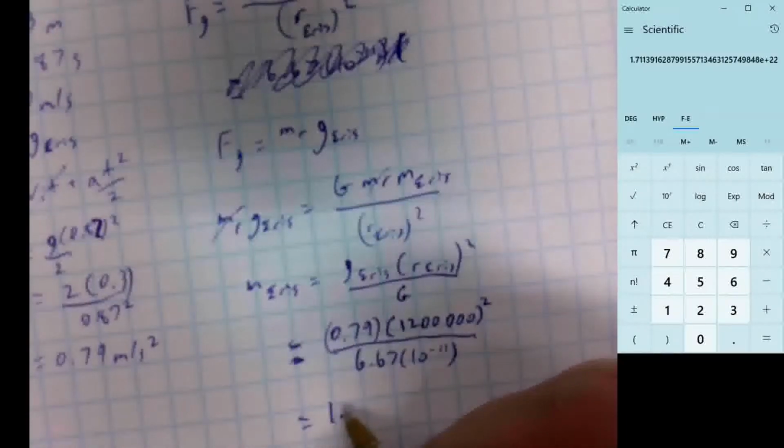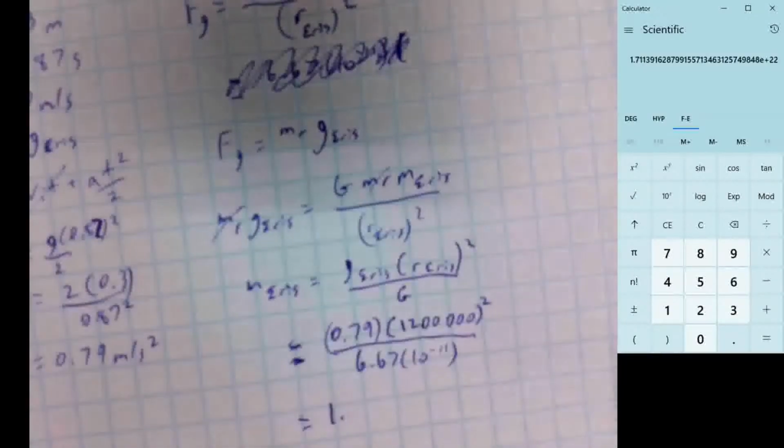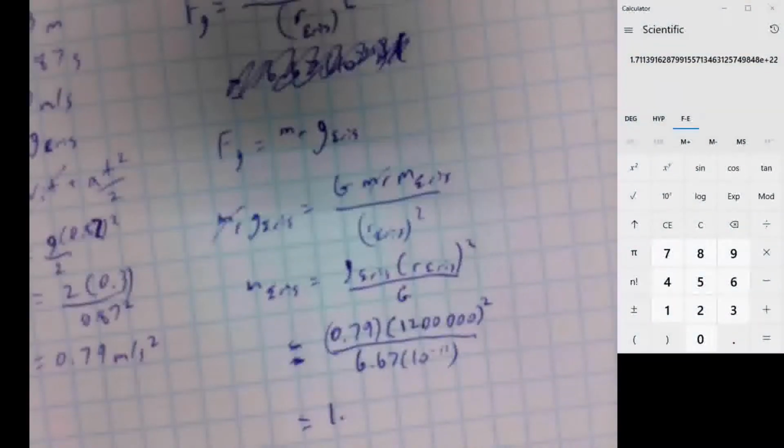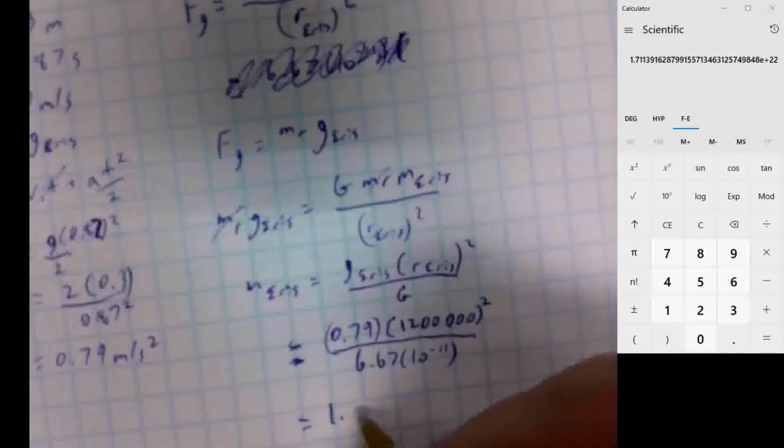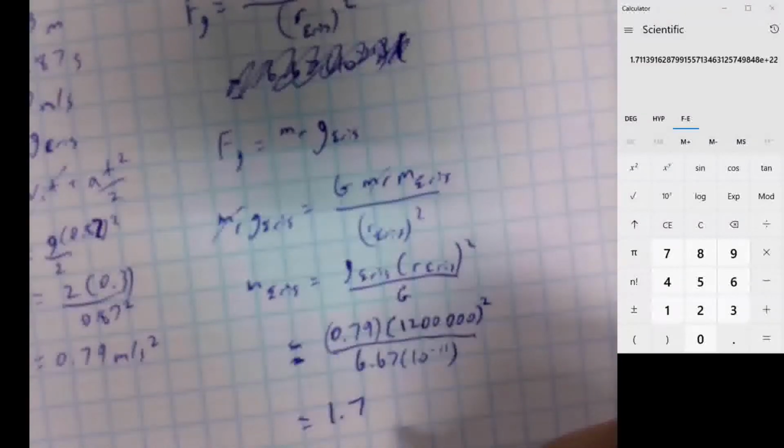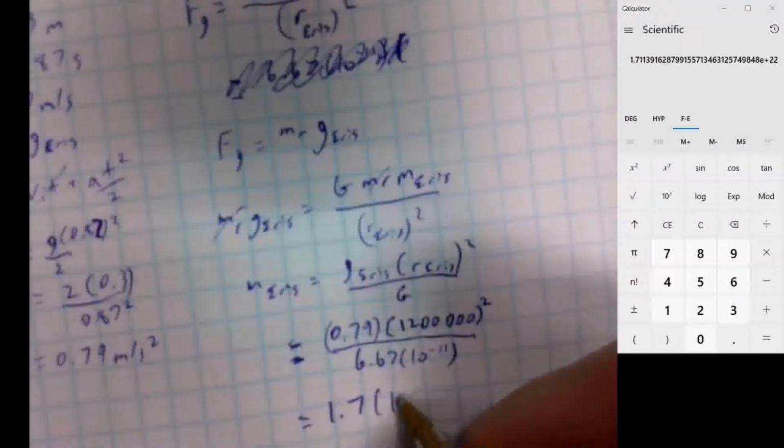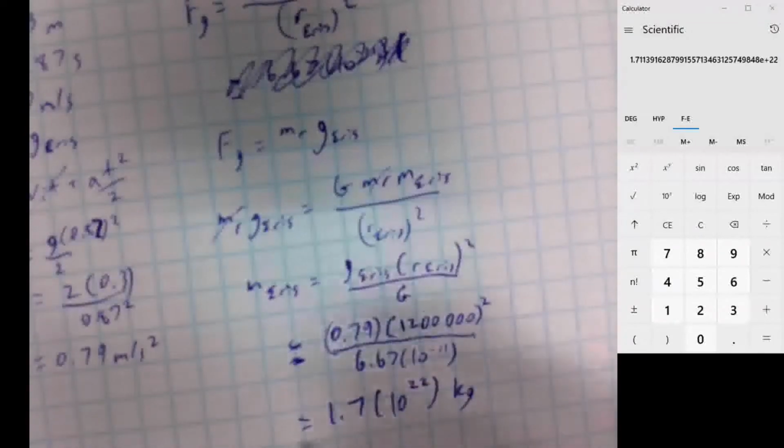I had, back in my problem, a limitation of 0.30 and 0.87 seconds. So my mass of Eros can only be accurate up to 2 significant digits. So 1.7 times 10 to the power of 22 kilograms would be my mass of Eros.